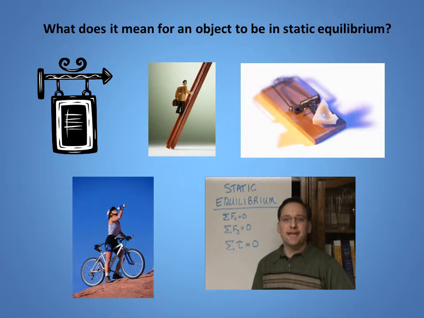We see objects in static equilibrium all around us, such as signs hanging from buildings, objects leaning against walls, brakes being applied to wheels like on the bicycle, and a mousetrap ready to be sprung. All of these objects have forces that are being applied at various points to prevent the object from either translating or rotating.